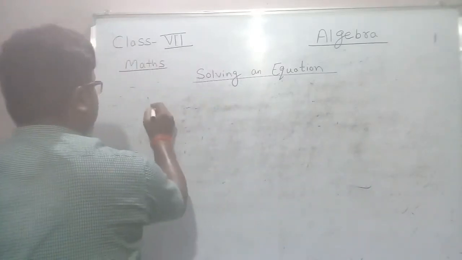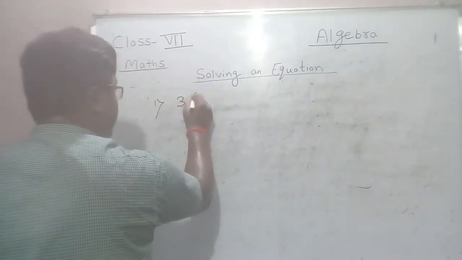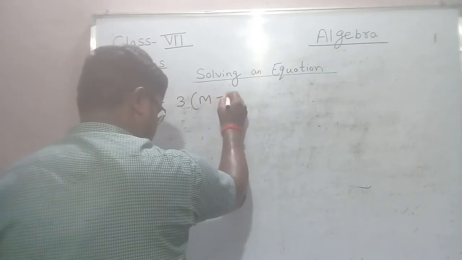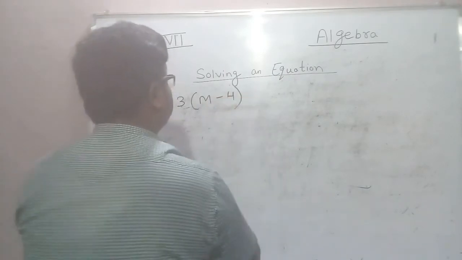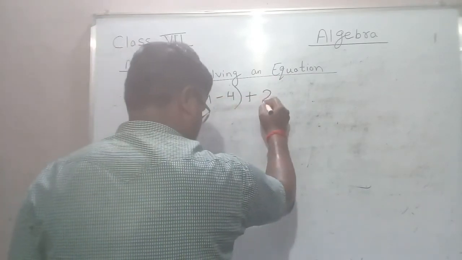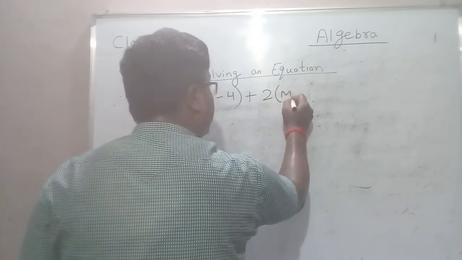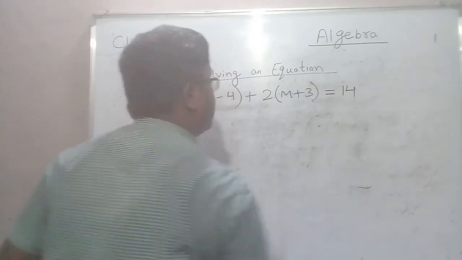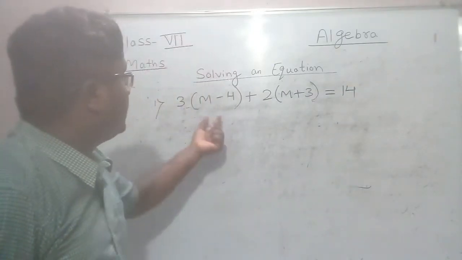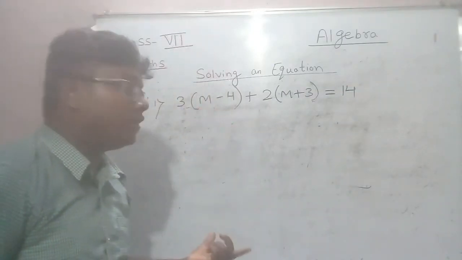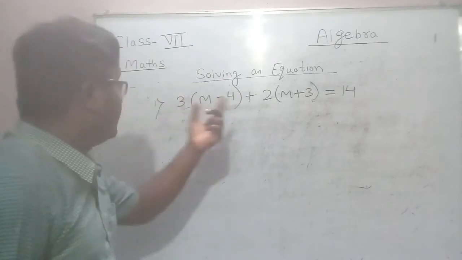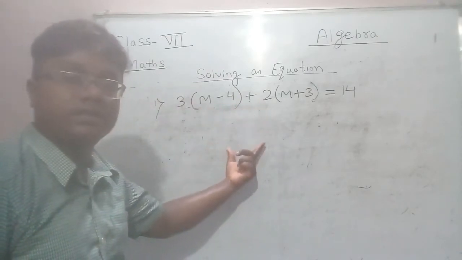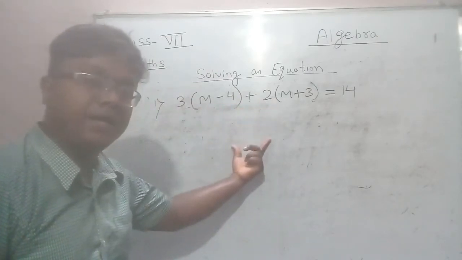Now the question is, suppose 3(m − 4) + 2(m + 3) = 14. Our target is to find the value of m. Before finding it, we will first simplify it.